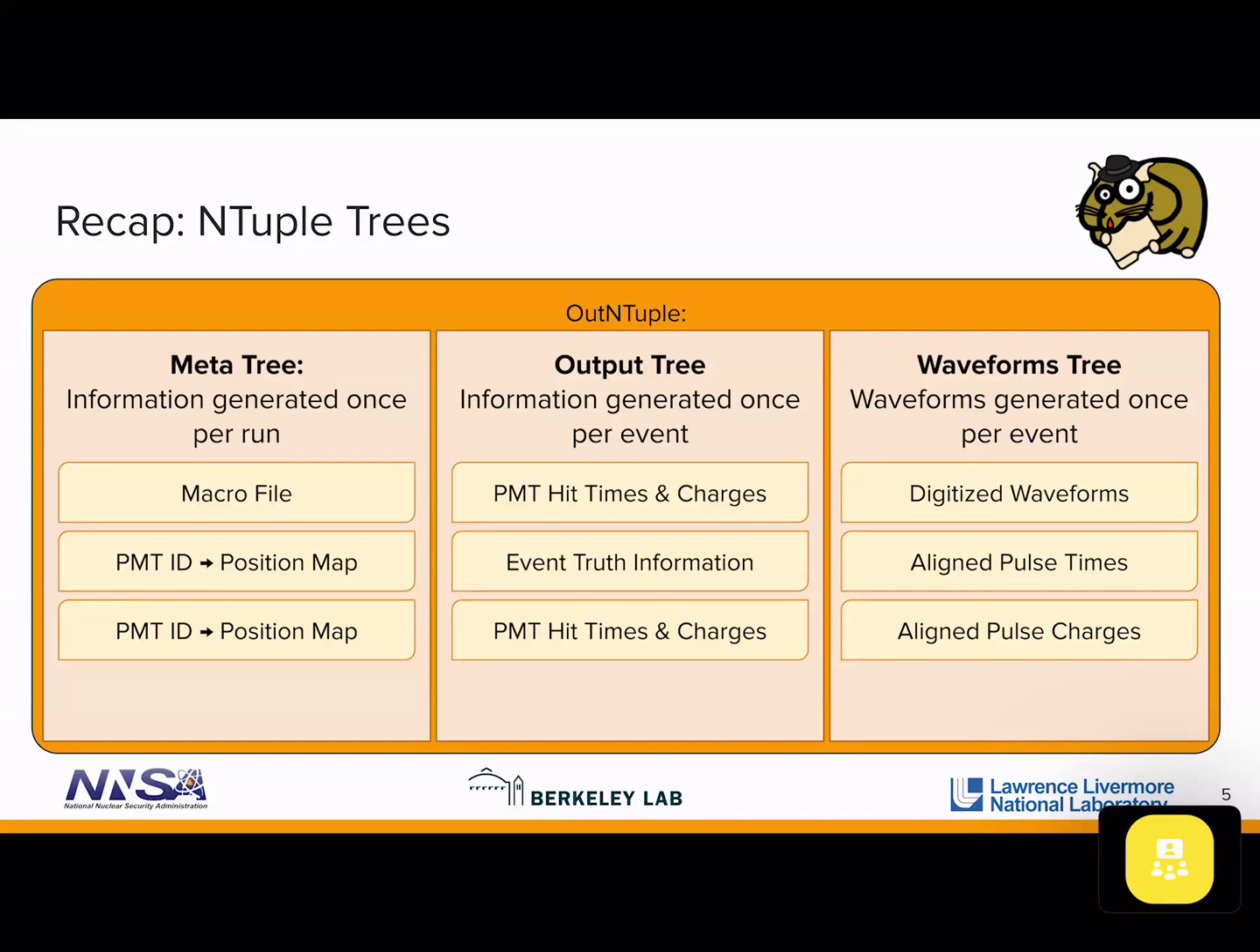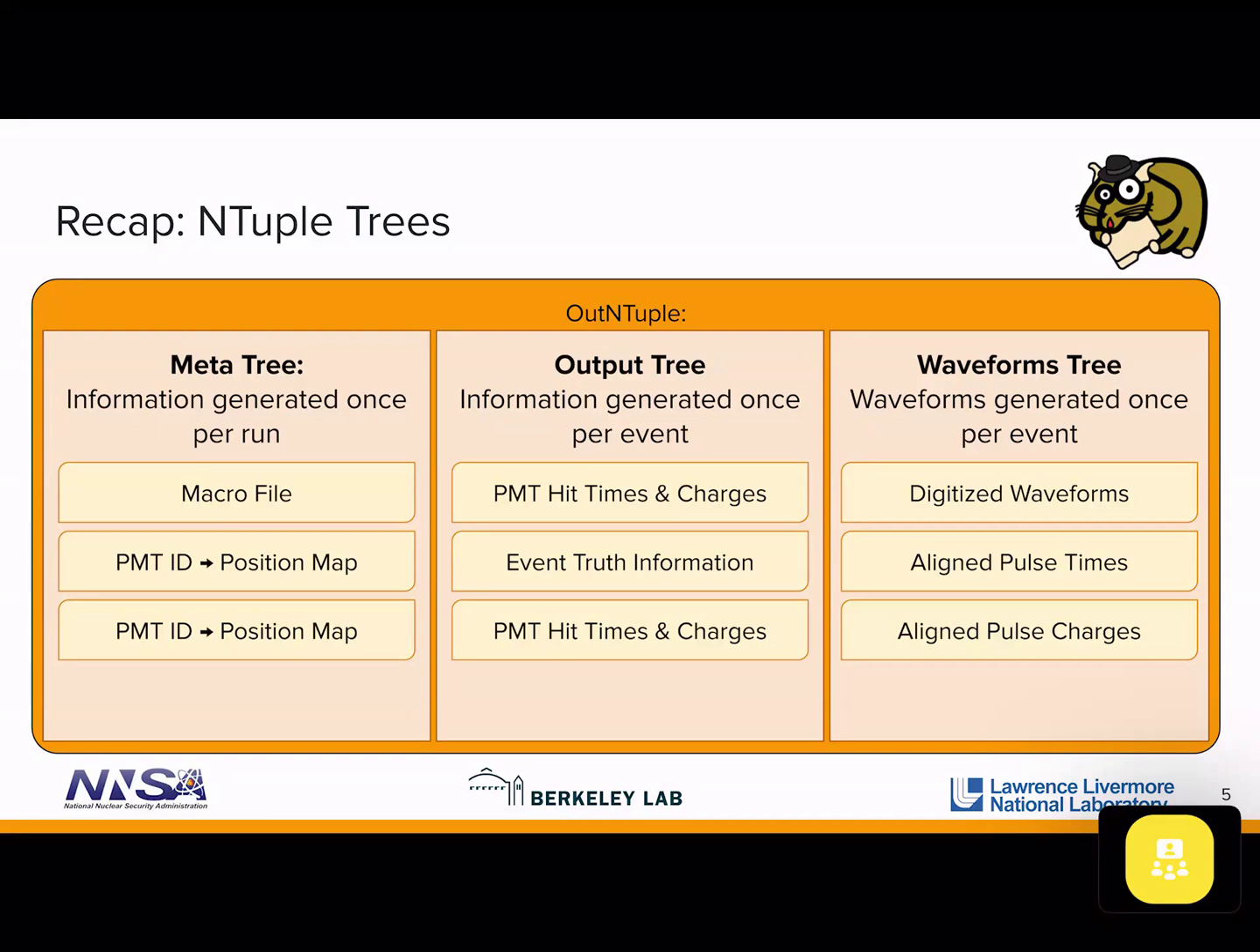The first of which is the meta tree. This is all information that's generated once per run, and it includes things like the macro file itself, so you know what was actually used to generate this file, and other things that you set once for a run and you're done with. For example, you can look at the list of PMT IDs, and I have it written here twice, which doesn't necessarily need to be written there twice, but it is.